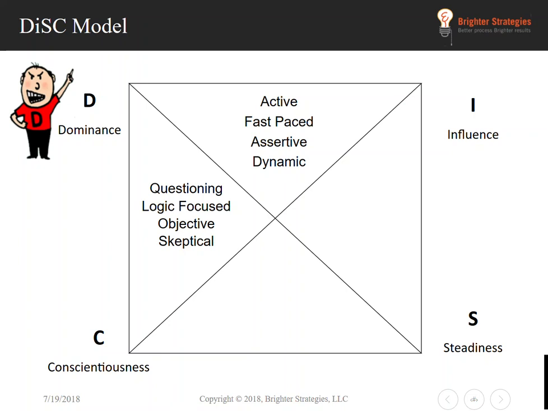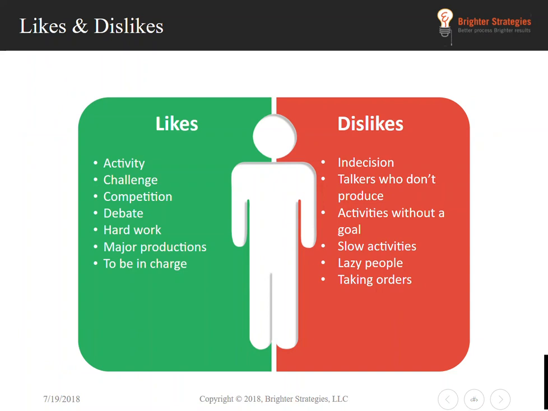Some of the limitations of our D friends is that they can lack concern for others. They can be impatient. They can also move forward too quickly without thinking about the outcomes. So as a recap for our Ds, they like activity, they like challenges, competition, debate, hard work. They definitely like to be in charge. Some of their dislikes are indecision, people who talk but don't actually produce, activities that don't have a clear goal or outcome, people who they perceive are lazy, they don't like taking orders, and they also don't like slow, boring sorts of events. So some of their strengths on a team is that they can be strong-willed, determined, independent, results-oriented.